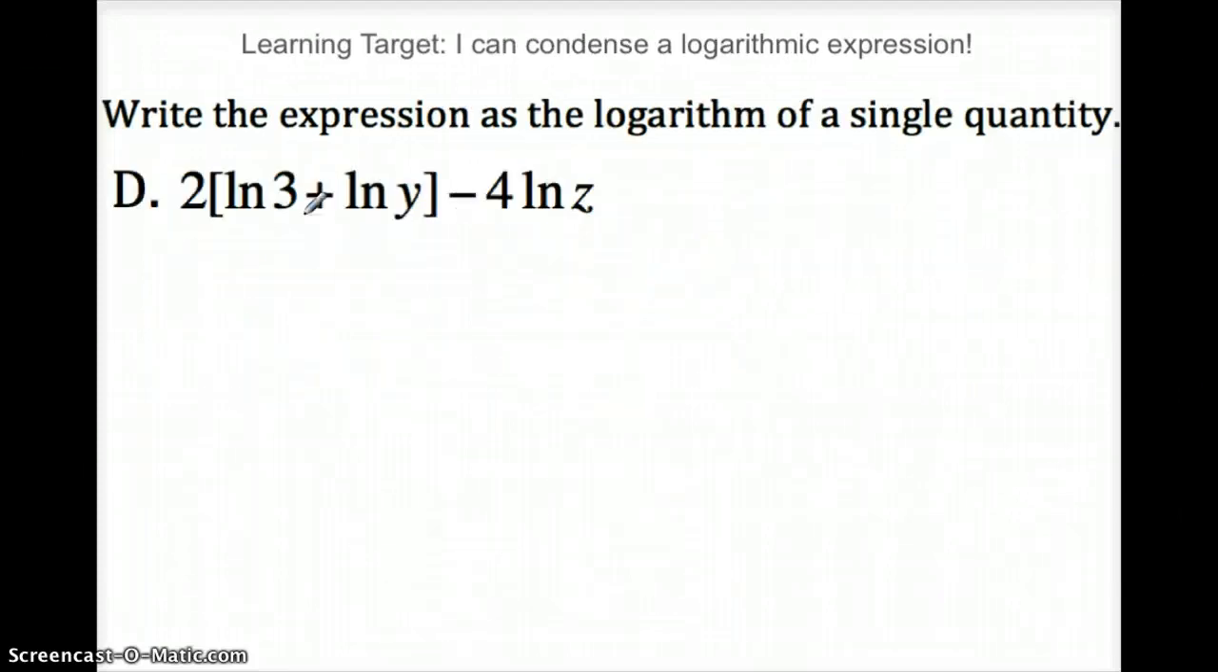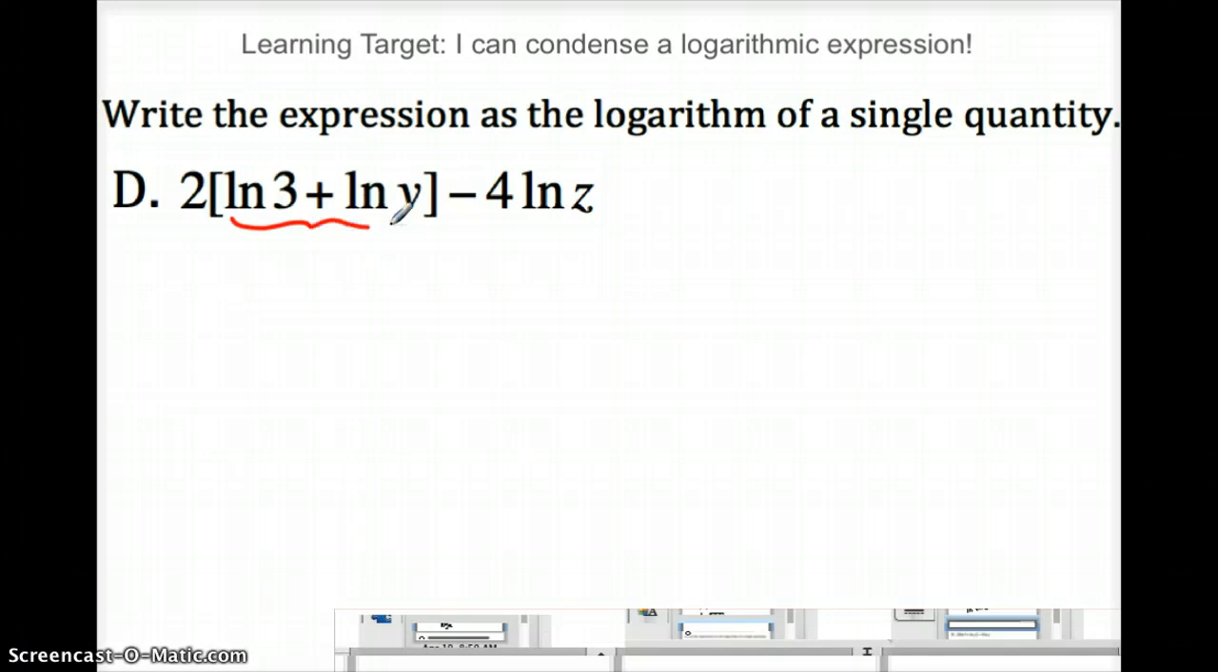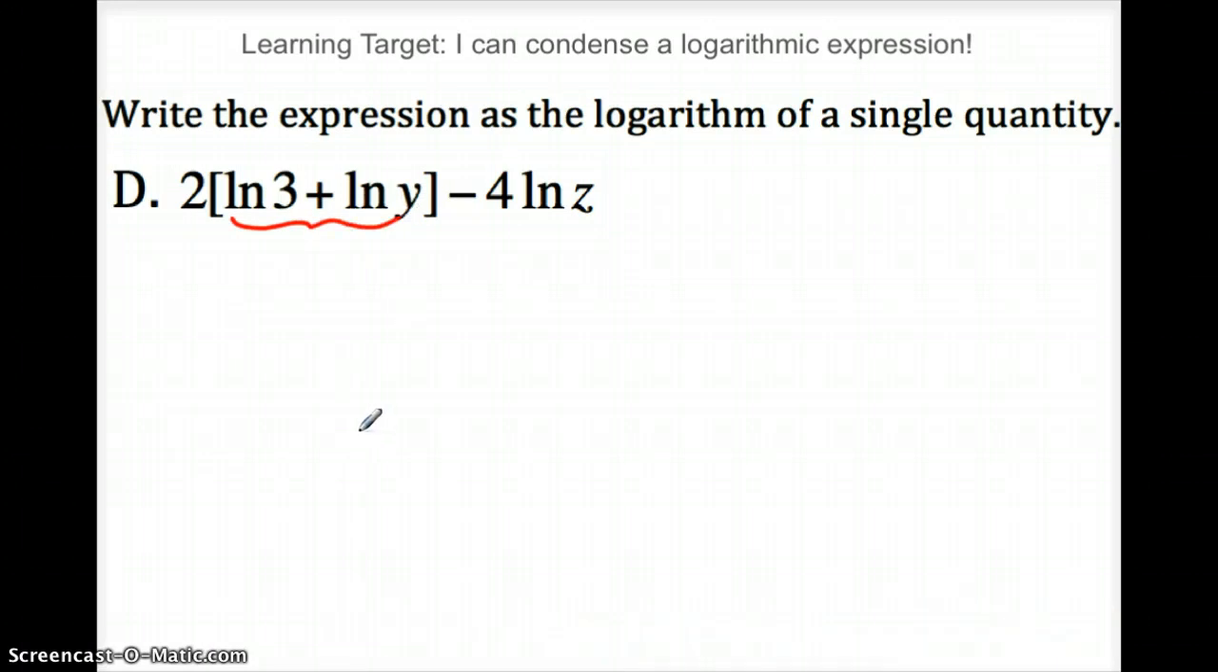Okay, let's look at another one. I think I would start strategically. If you think about PEMDAS, it says parentheses first. I think that would be wise to do that here. Start with these brackets and ask yourself, why are those two things added? Because originally 3 and y were multiplied. So we have the natural log of 3y. And maybe I'll write these like a cursive L. There we go.